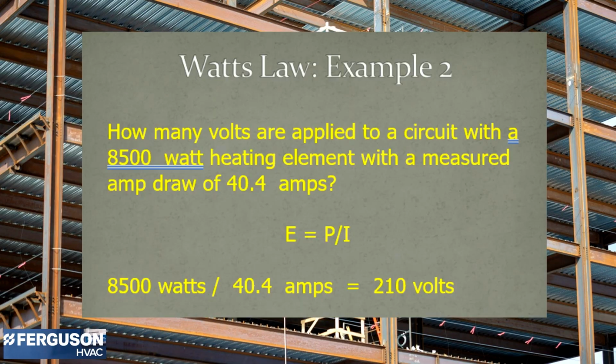In this example, we are trying to find out how many volts are applied to a circuit with an 8,500 watt heating element with a measured amp draw of 40.4 amps. The equation is E equals P divided by I. So 8,500 watts divided by 40.4 amps gives us an answer of 210 volts.